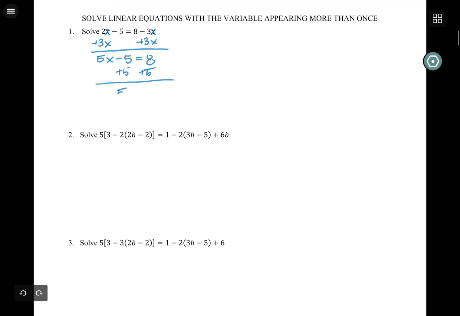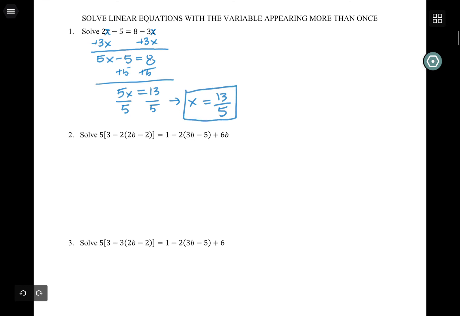And I get 5x equals 13. The last thing I need to do is divide both sides by 5. So I get x equals 13 over 5, and that's my answer.